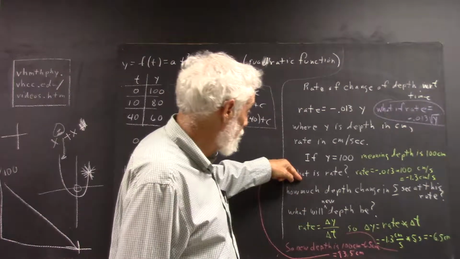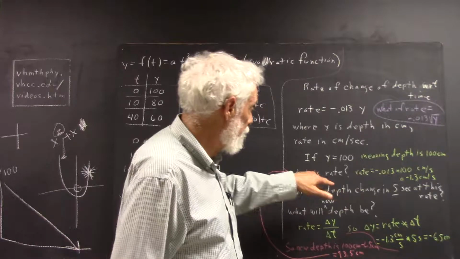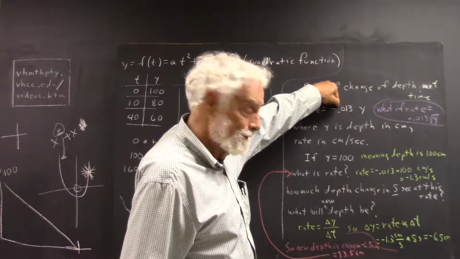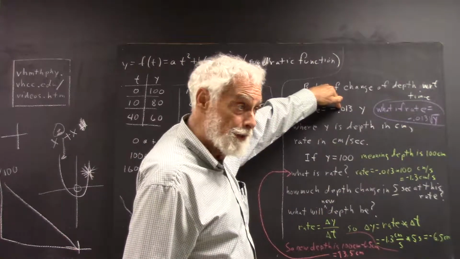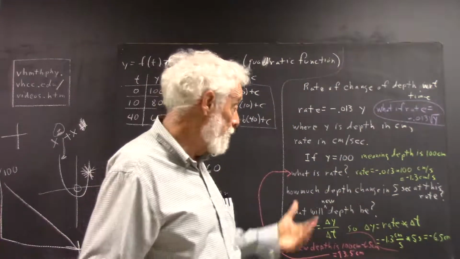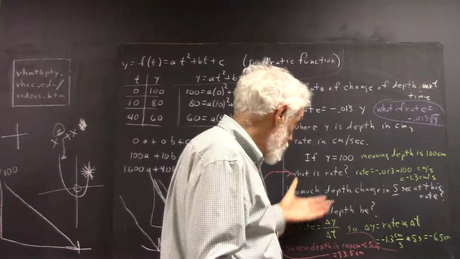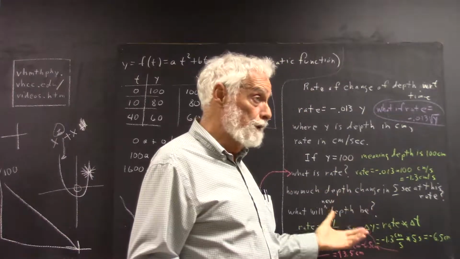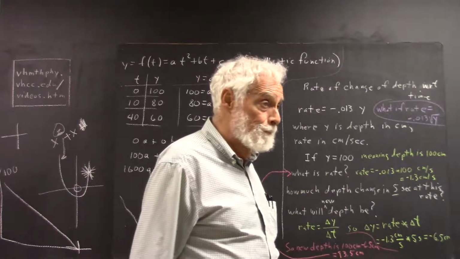So you plug this back in here, and you can take that then and multiply by, that's your y value. Multiply that here to get your rate. Multiply that by 5 seconds, you get your change of depth, etc. But you want to understand in every step why you're doing it, as well as what you're doing.